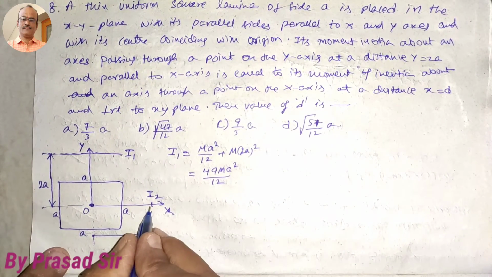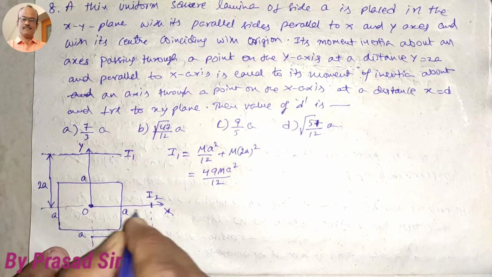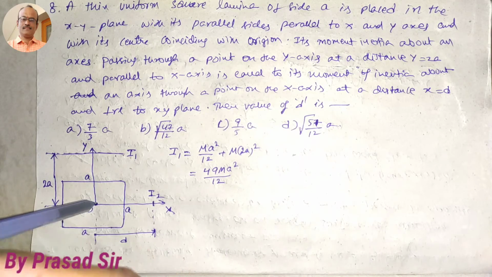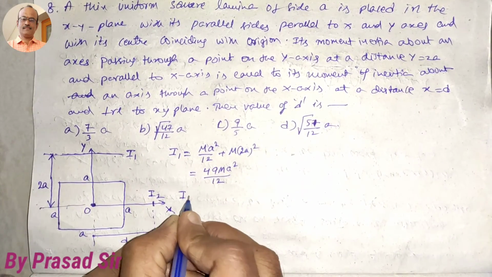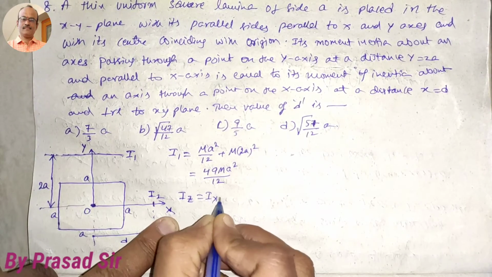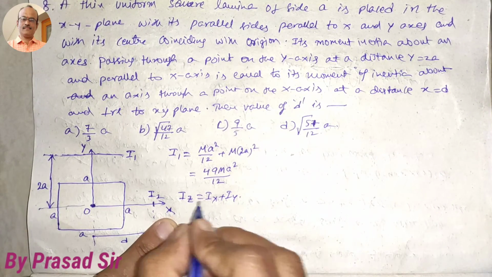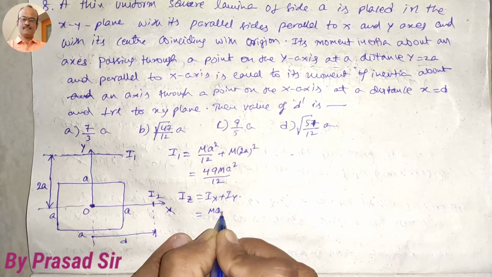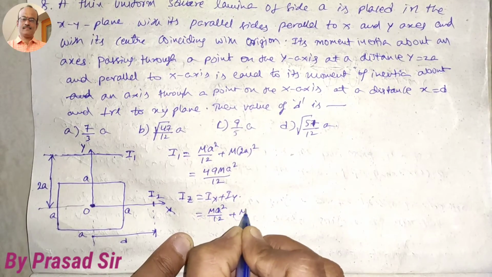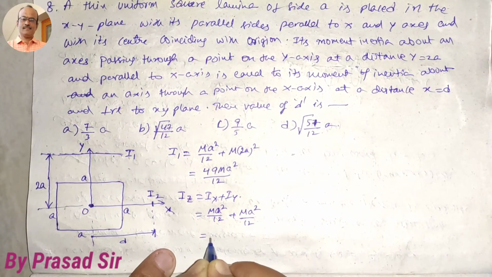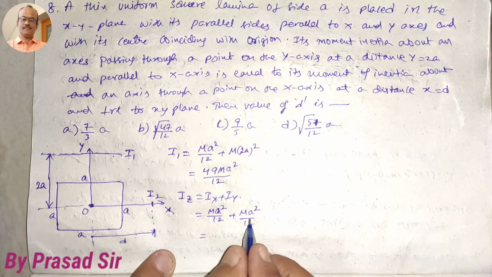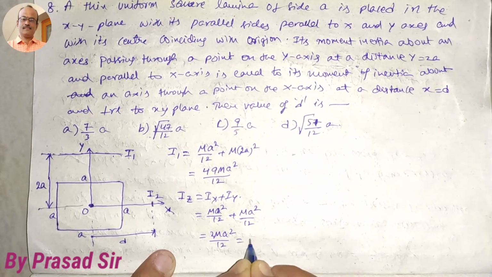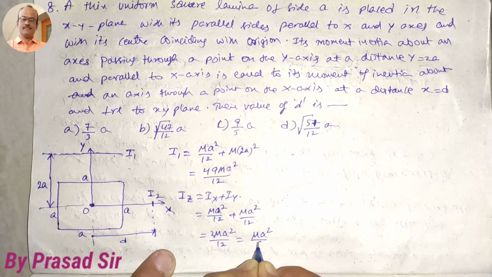Now I want to find I2. If I want to find I2, first of all I want to find the moment of inertia at this place, that is Ix and Iy. So what is this one? Iz. If I want to calculate Iz, it is equal to Ix plus Iy. Ix and Iy are both equal. Why? Because they are through the center. So that means m a square by 12 plus m a square by 12, that is 2 m a square by 12, equal to m a square by 6.